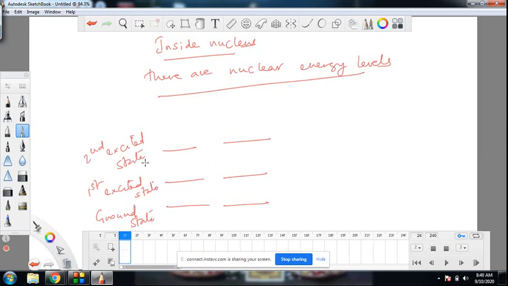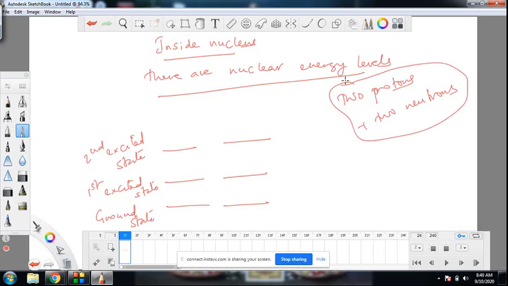So inside the nucleus, each state can accommodate 2 protons and 2 neutrons only. 2 protons plus 2 neutrons. Only that it can accommodate. This is the theory that is suggested based on experiments. So in the ground state, I can put 2 protons and 2 neutrons.